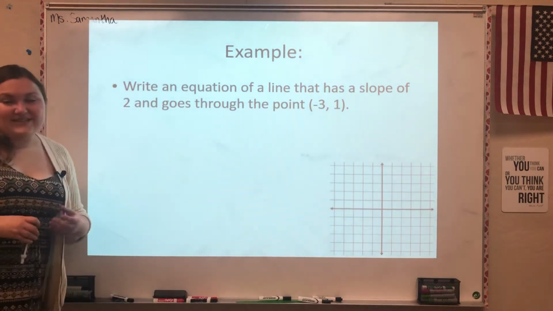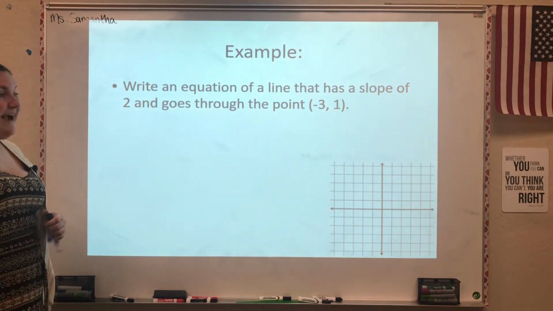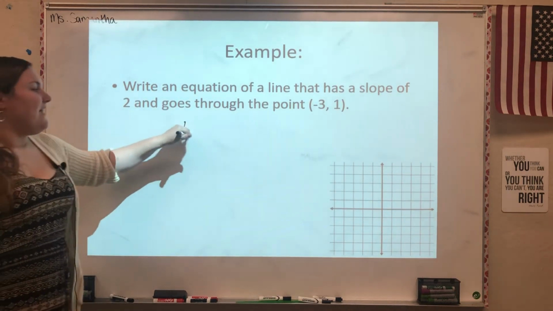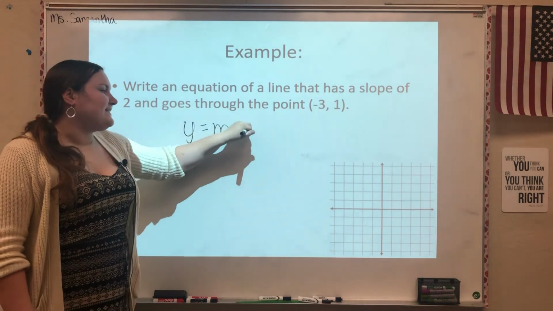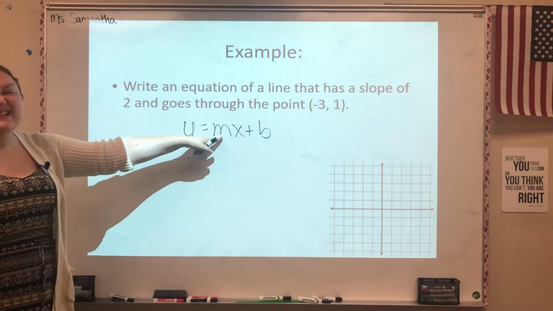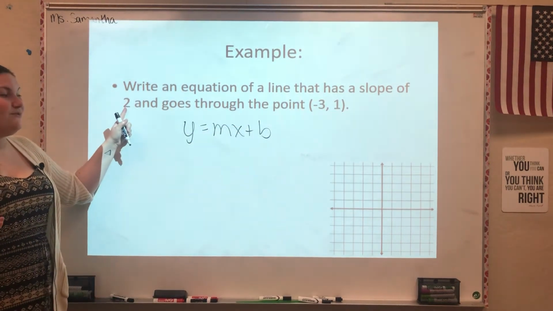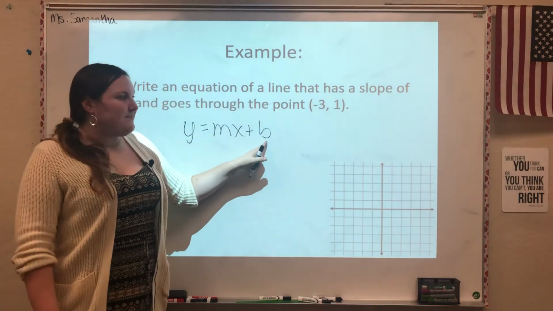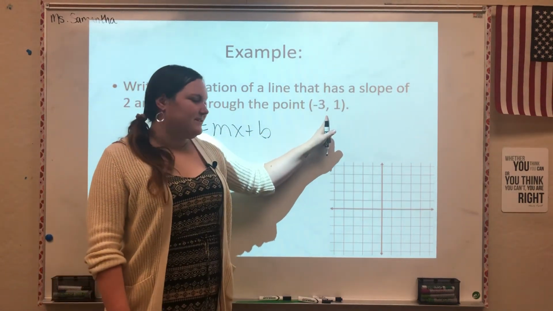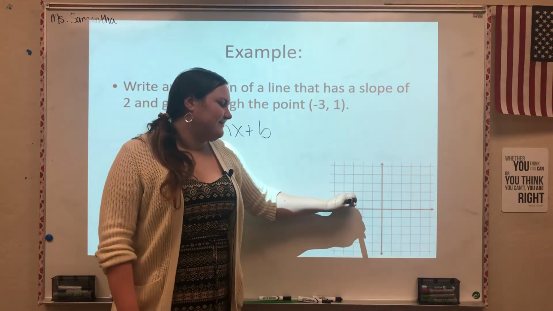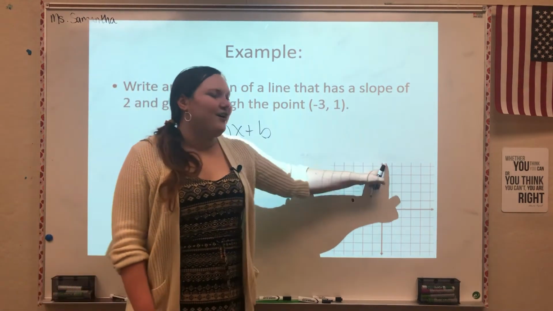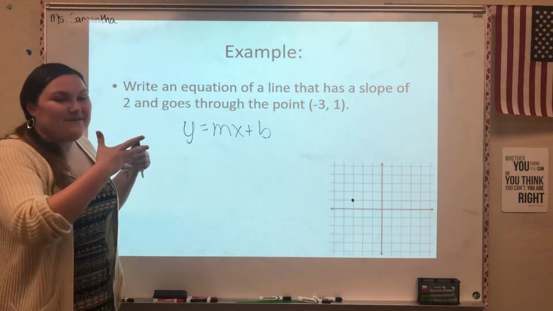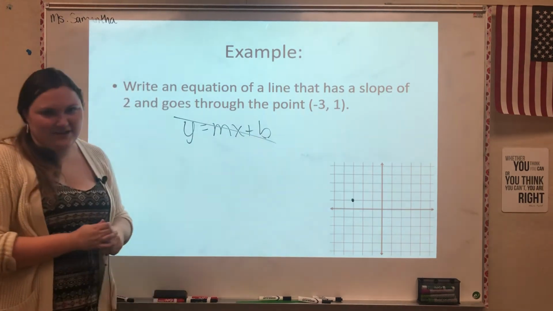Because the information is not the same as before, I can't use that same formula. If I tried using y equals mx plus b, yes, I do know the slope. I do know the slope is 2, but I don't know the y-intercept. This is not the y-intercept. That point is like over there. It's not on our y-axis. This is different information, so I can't use this.